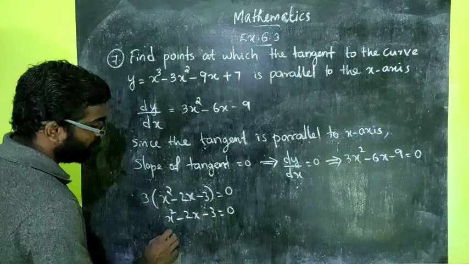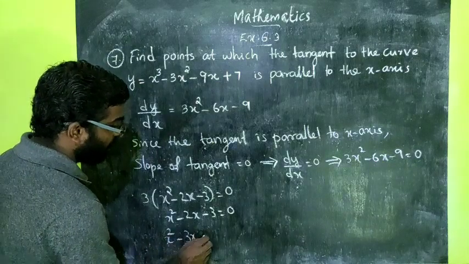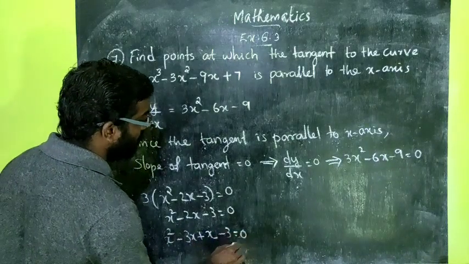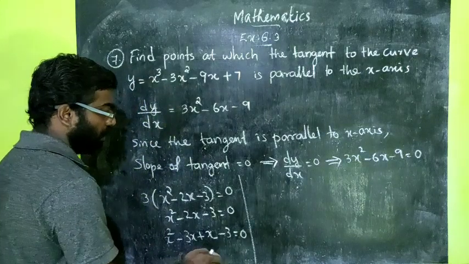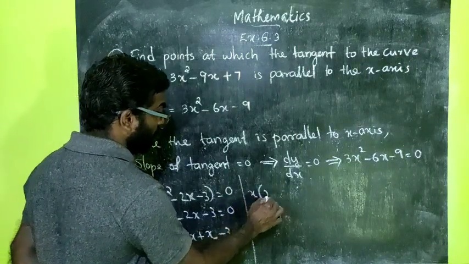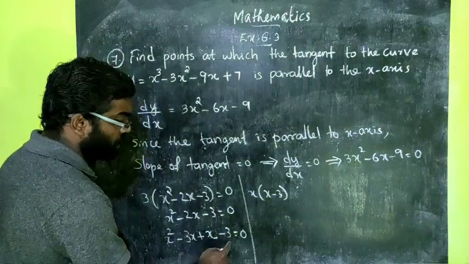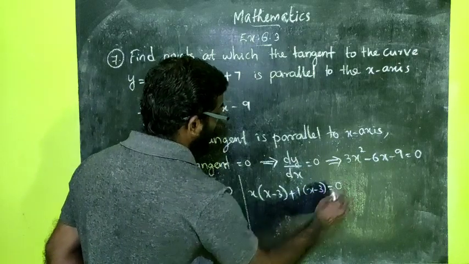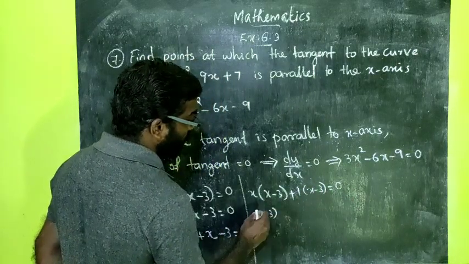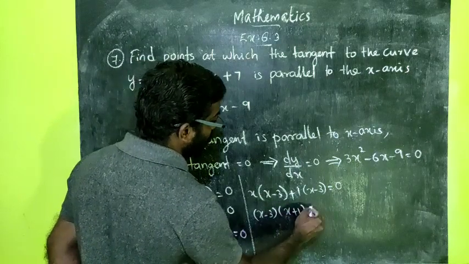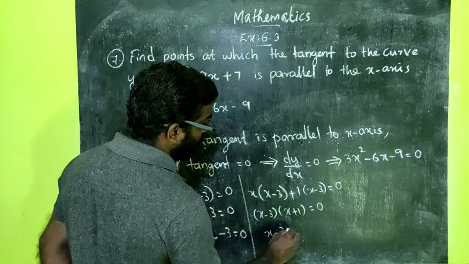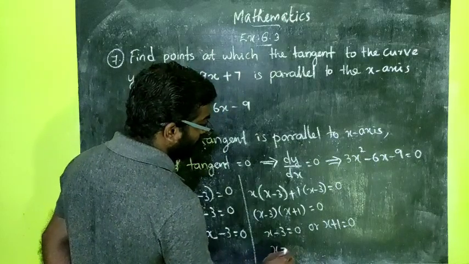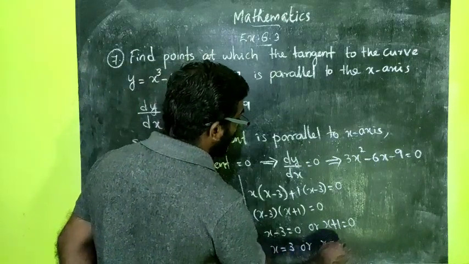Here we can split the middle term. So x square minus 3x plus x. Okay. Minus 3x plus x is minus 2x. Then minus 3 which is equal to 0. From the first two terms we can take x as common. So x into x minus 3. And in the next two terms 1 is common. So 1 into x minus 3 which is equal to 0. Overall x minus 3 is common. So x minus 3 into x plus 1 is equal to 0. That is x minus 3 equal to 0 or x plus 1 is equal to 0. And from this we can write x equal to 3 or x equal to minus 1.